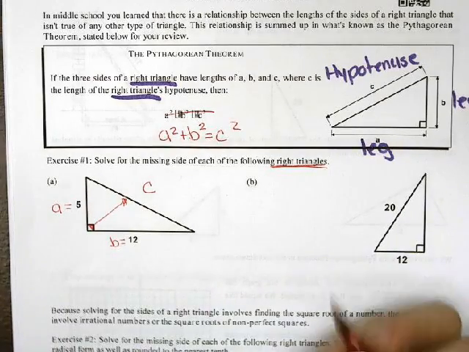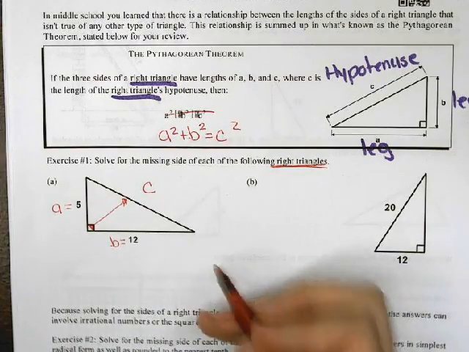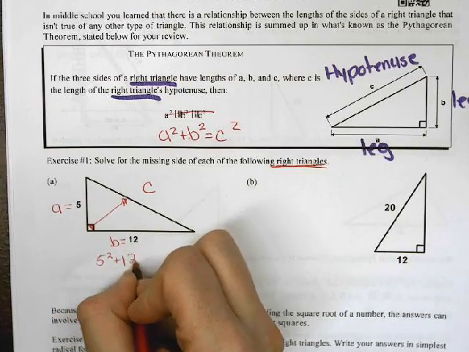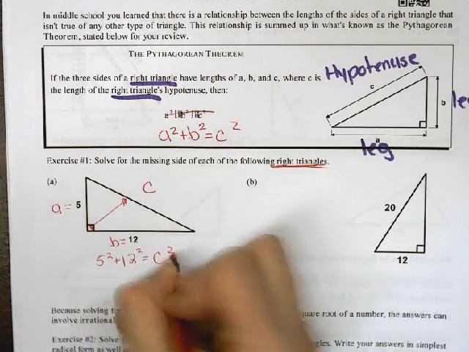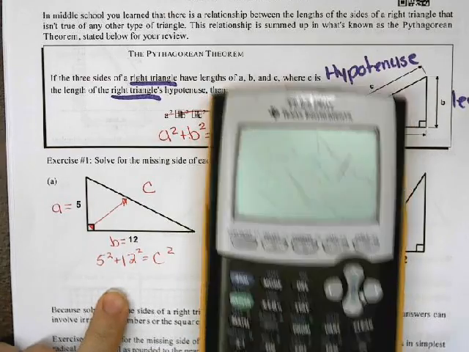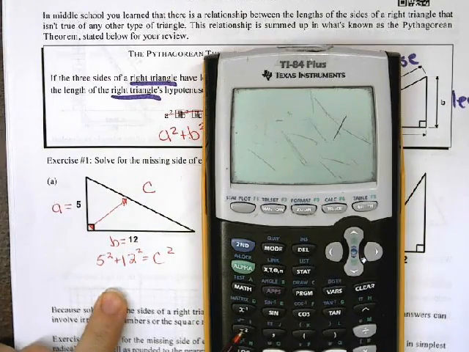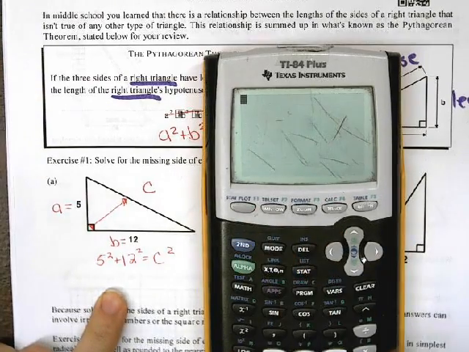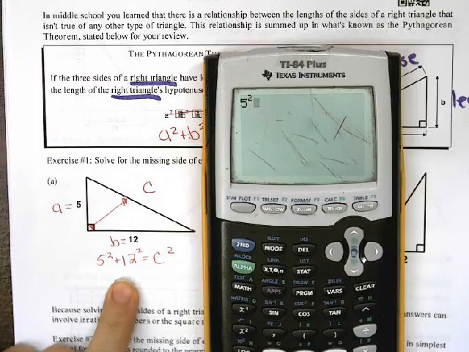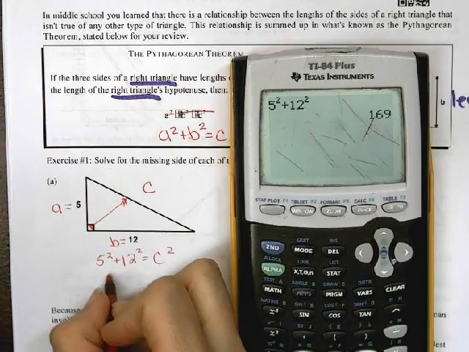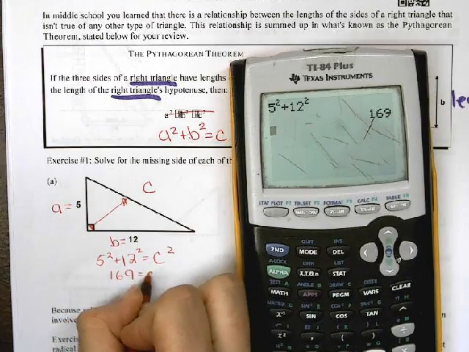With that being said, all I need to do is plug into the Pythagorean theorem. So I do 5 squared plus 12 squared equals c squared. I'm going to go right to the calculator, just in case you need to know where it is. There's a square button right here. I can type in everything as is: 5 squared plus 12 squared, and then hit enter. On my calculator it comes up to be 169, so that equals c squared.